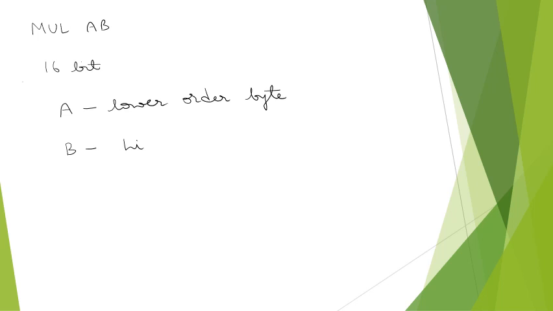Next instruction is MUL AB. The function is multiply. This instruction multiplies the unsigned 8-bit integers in the accumulator and the register B. The 16-bit product of the multiplication will be stored in the accumulator and the register B. The accumulator will hold the lower order byte of the 16-bit product, that is the lower order 8 bits, whereas the register B will have the higher order byte of the 16-bit product.